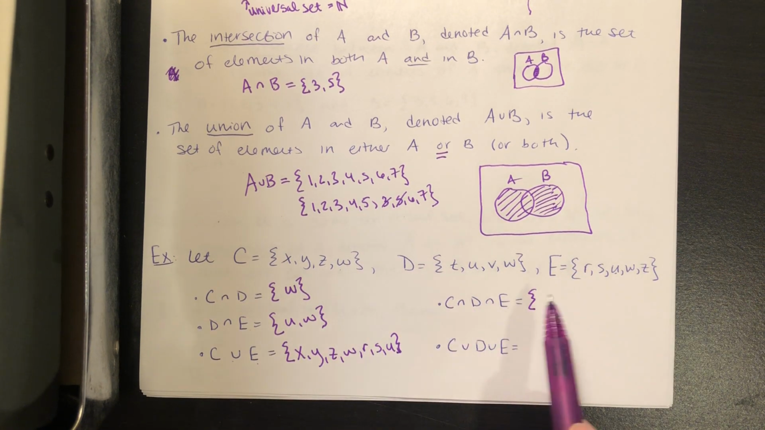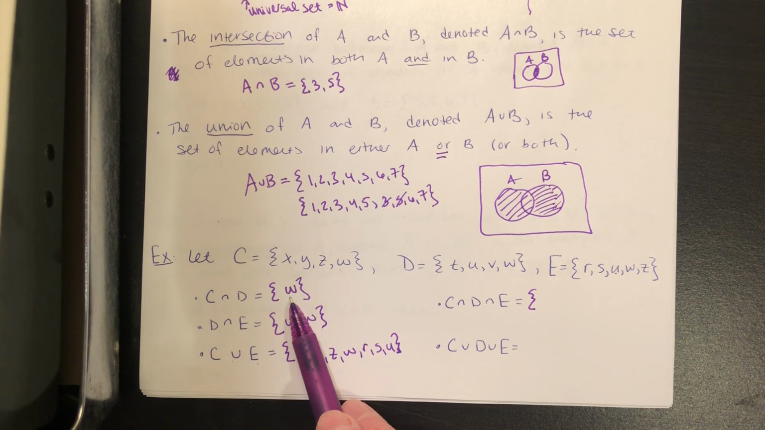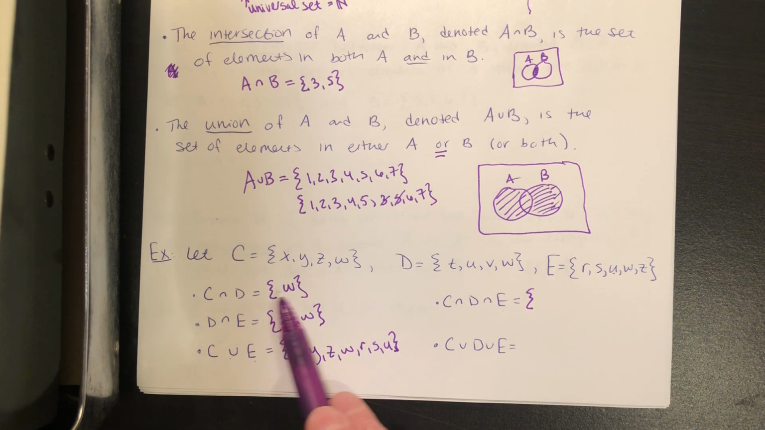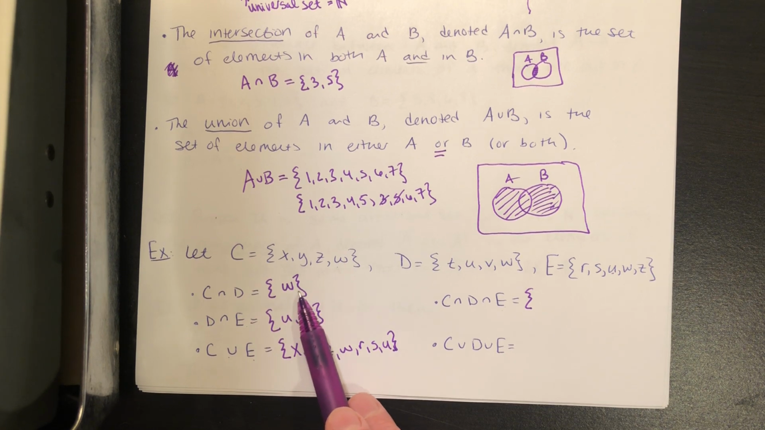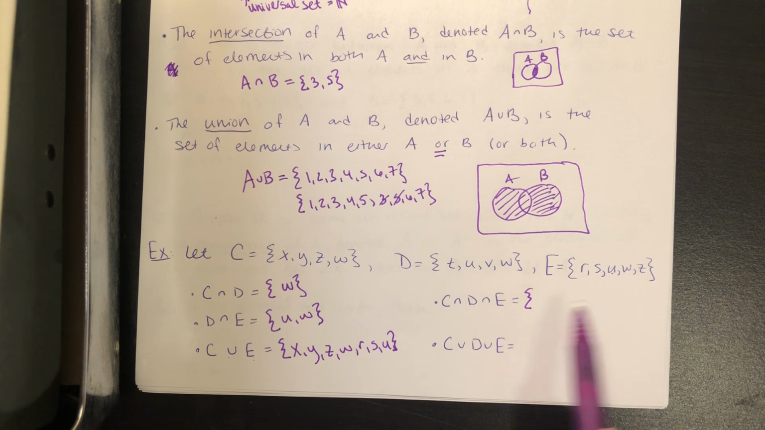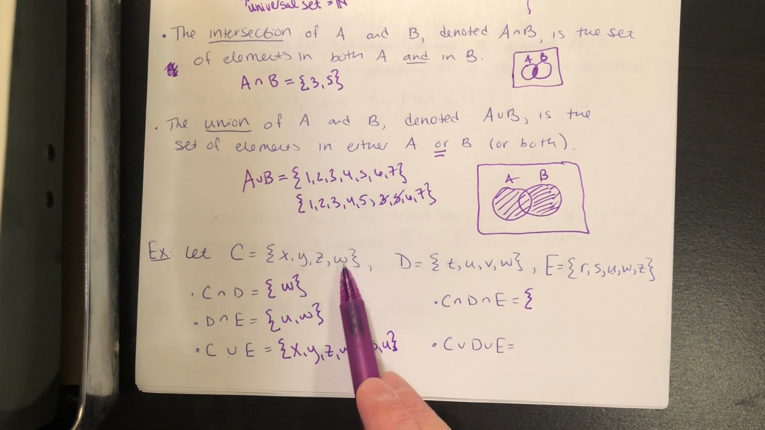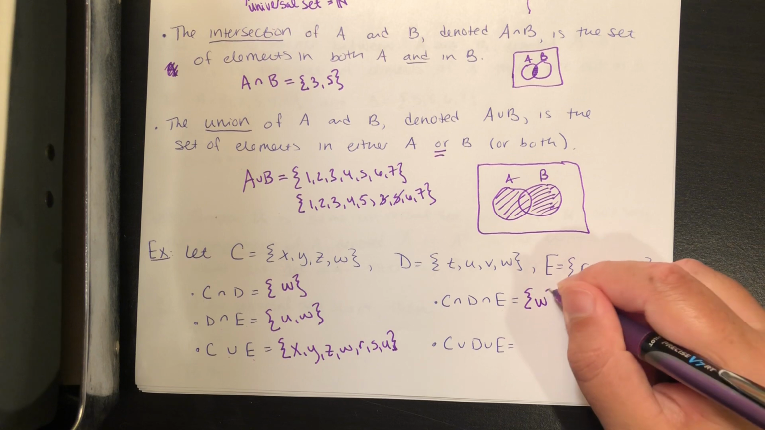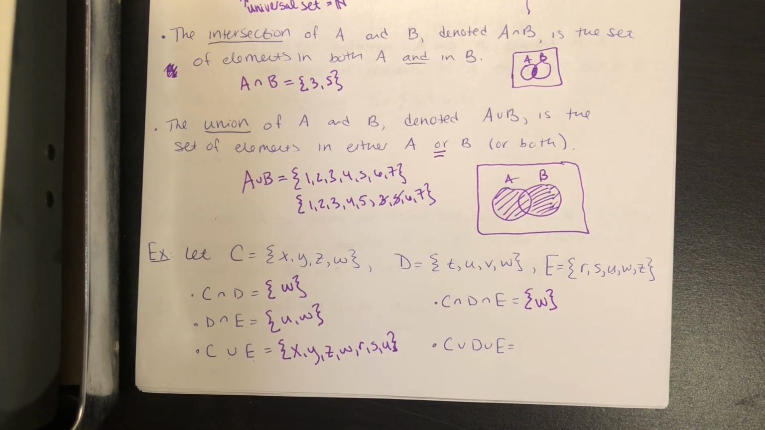Well, at best you're going to get just a W, right? Because C and D has an intersection of W. So you can't get anything more than that. As long as W is actually an element of E, then that's going to be in the intersection of all three. And it is, right? W appears in all three sets. So this three-way intersection contains W.